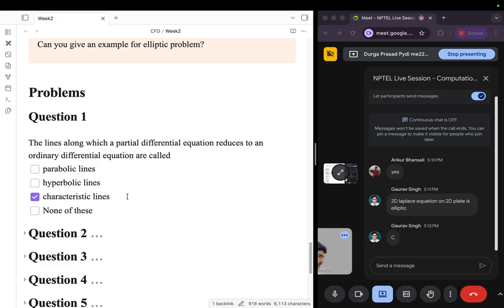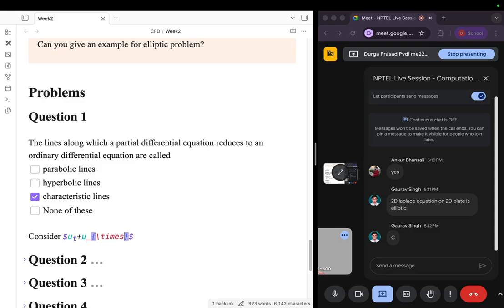Maybe let me ask a few more questions here. Let's say I have a parabolic equation, or let's take an example of a parabolic equation. Something like this. So is this parabolic?